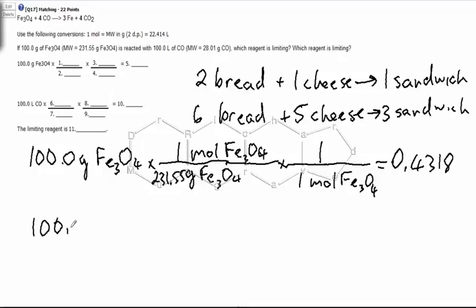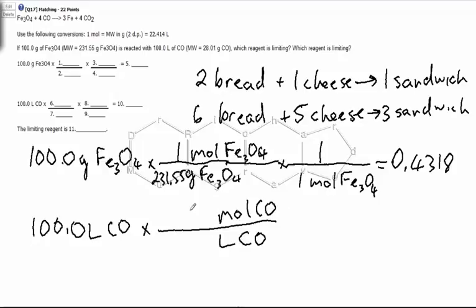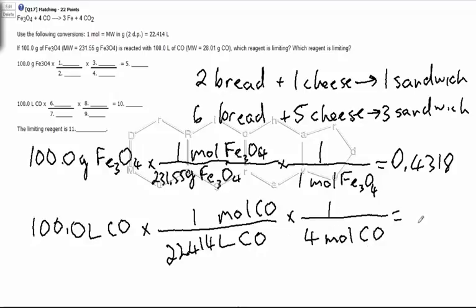Now we're going to do the same thing over here with the CO. And we've got liters of CO here, so we need liters of CO on the bottom, and we need moles of CO up here. The relationship between these, 1 mole and 22.414 liters of CO, times 1 over 4 moles of CO. So what we're doing is we're taking these moles of CO and dividing by the moles of CO in the reaction equation. That's the same as saying times 1 over 4 moles, and that gives us 1.115 as our mole ratio.